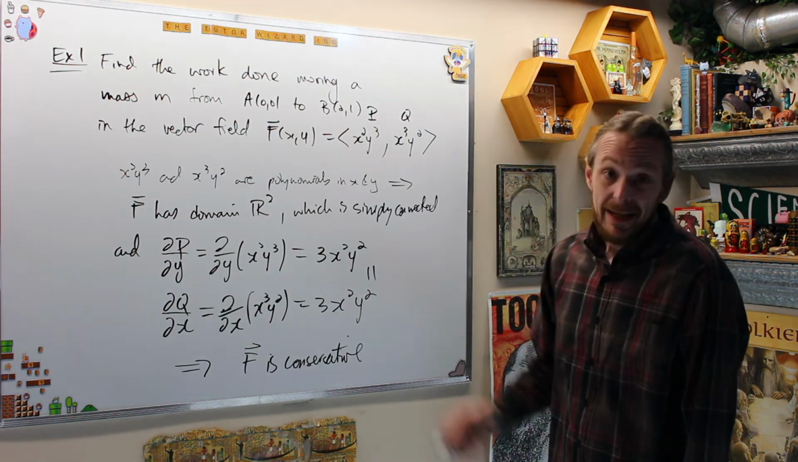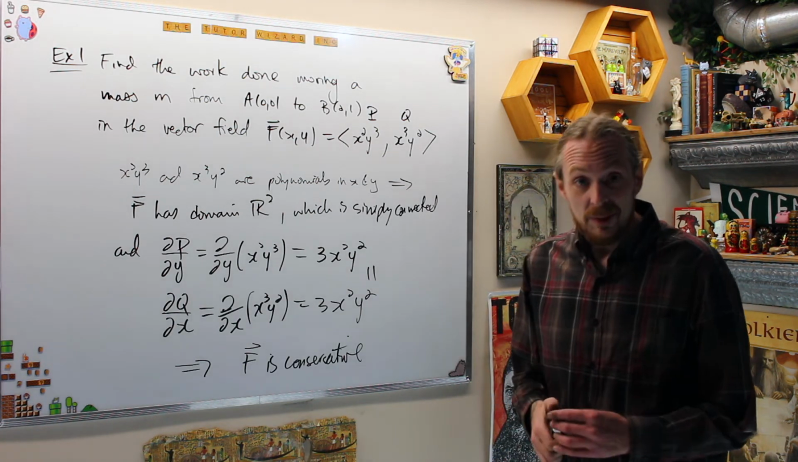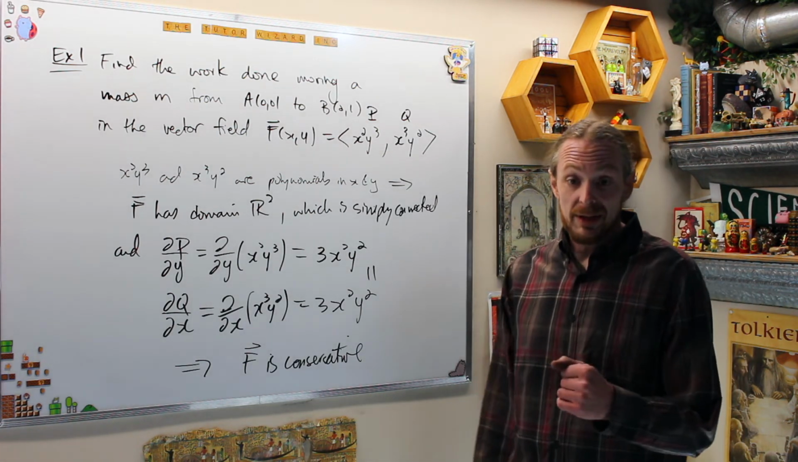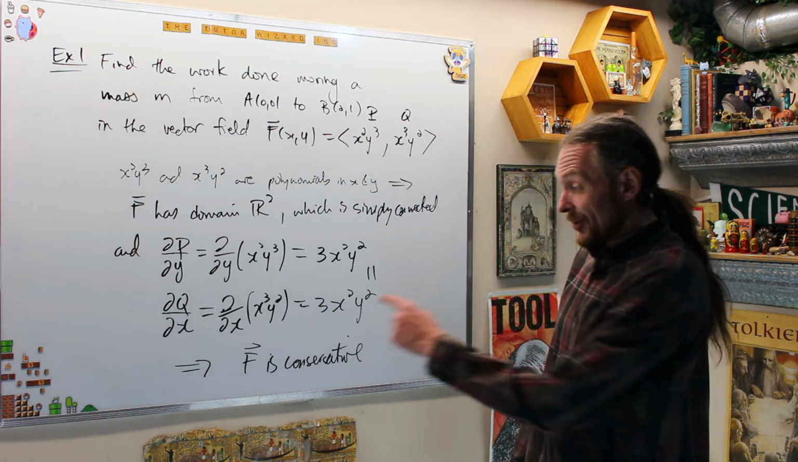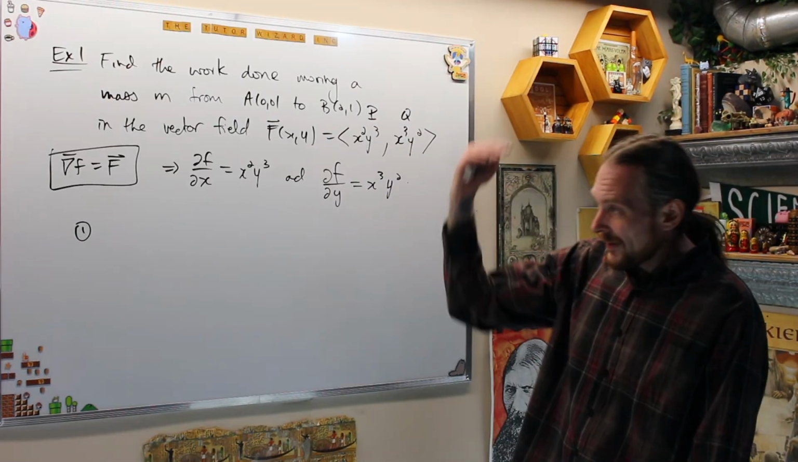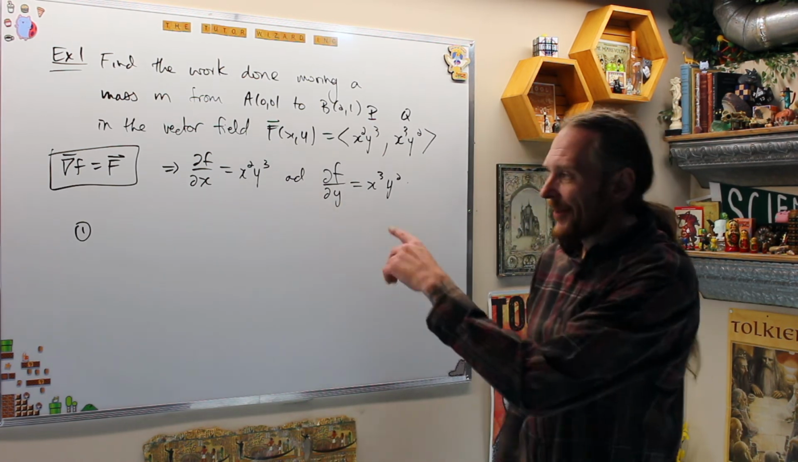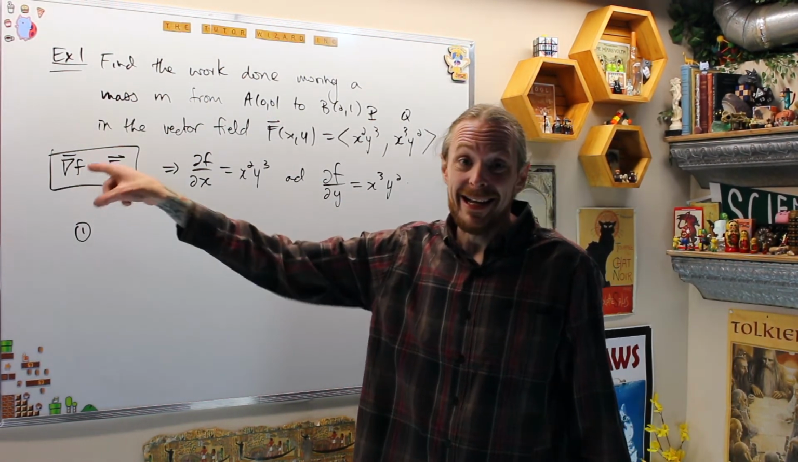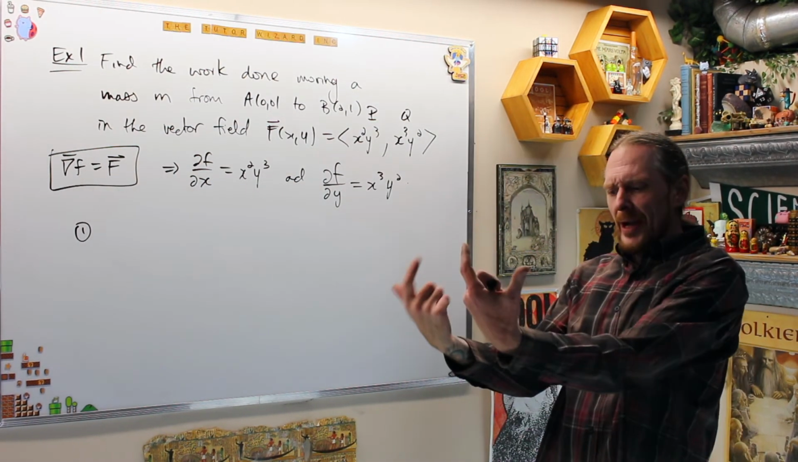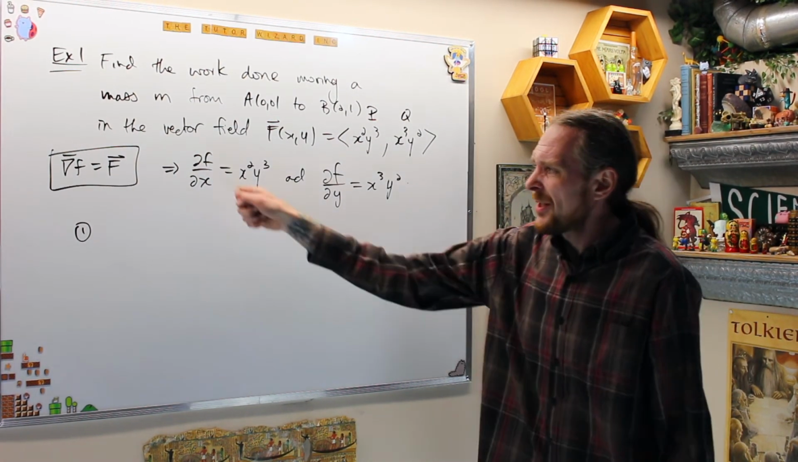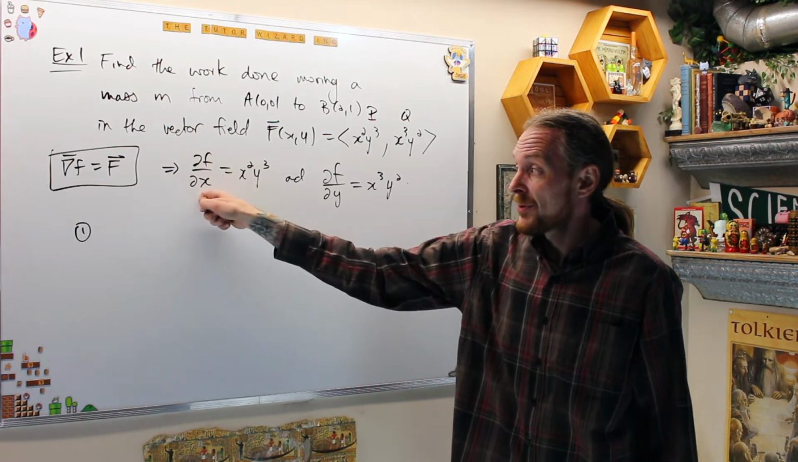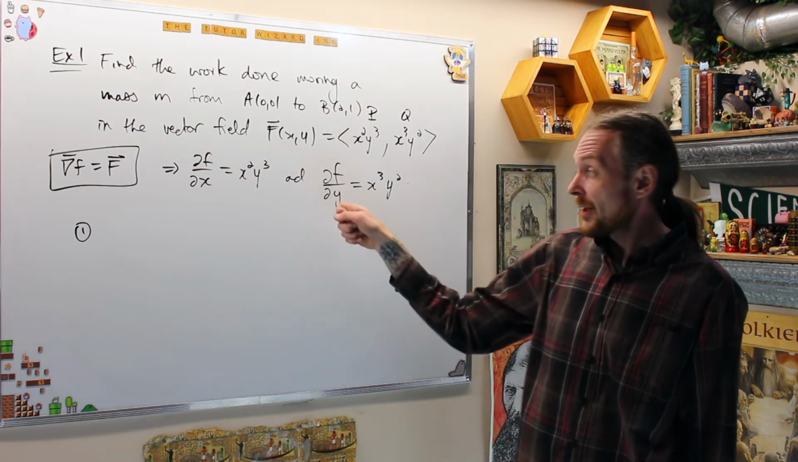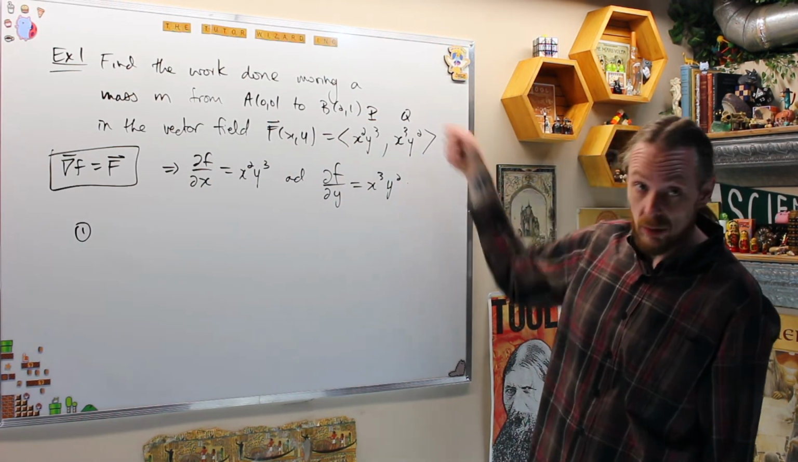Good. Now that I know it's conservative, let's do the steps to finding that conservative function, or little f, such that the gradient of little f is big F. I now know that F is conservative. That means there's a little function f of x, y, such that its gradient is F. Those two vector functions are equal if and only if their components are equal. So this says the partial of f with respect to x has to equal P, and the partial of f with respect to y has to equal Q.